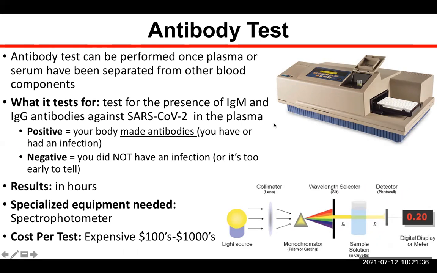The test is looking specifically for IgM or IgG antibodies. And these are going to be specific against the virus. A positive test is going to indicate that you've made antibodies against the virus. That means that you either have an ongoing infection if you have IgM present, or you have had the infection before, but you've cleared it, and that's if you have IgG antibodies. If your test comes back negative, then that means you've never been exposed to the virus.